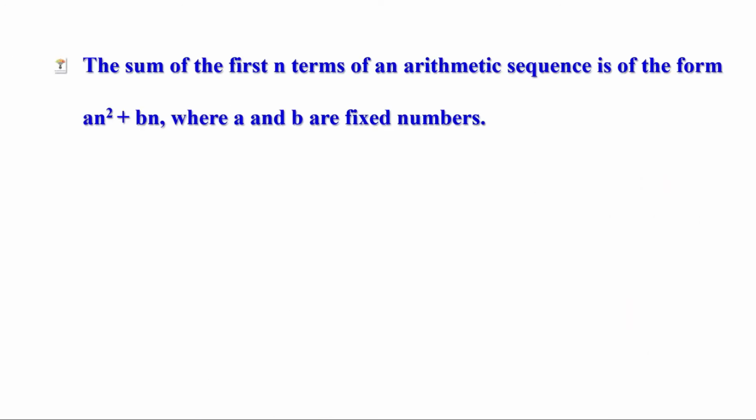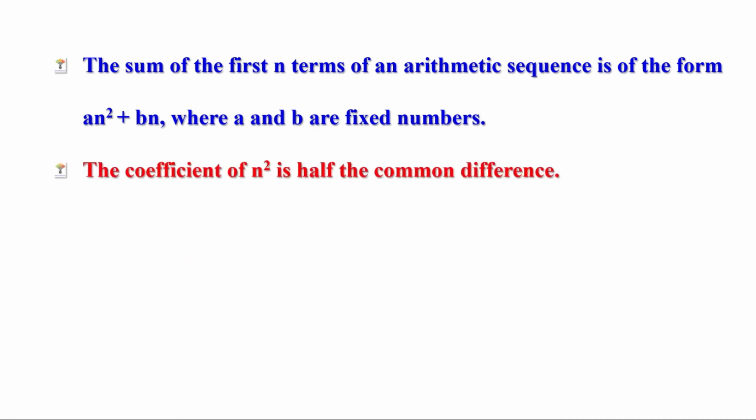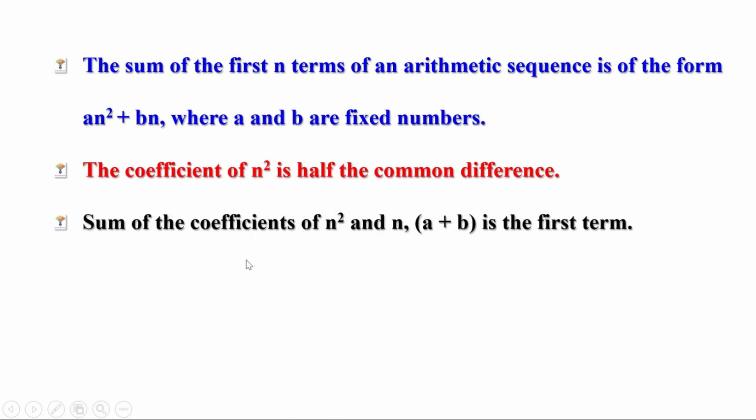So we got three properties now. The sum of first n terms of an arithmetic sequence is of the form an square plus bn, where a and b are fixed numbers. Remember, a can be 0 sometimes, b can be 0 sometimes. Now the coefficient of n square is half the common difference. Sum of the coefficients of n square and n, in this case a plus b, is the first term.